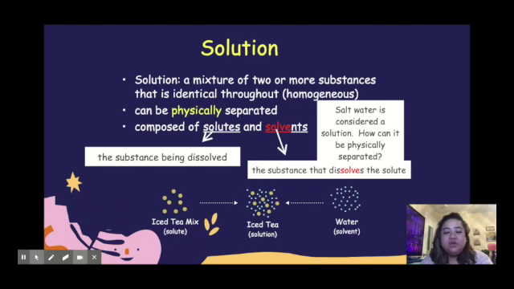So say for example, in an iced tea, we know that iced tea is a solution, okay? How do we prepare iced tea? We have the iced tea mix and the water, okay? So iced tea mix is considered as the solute, while the water, as the universal solvent, is considered to be the solvent. When we mix them together, they are considered as a solution.